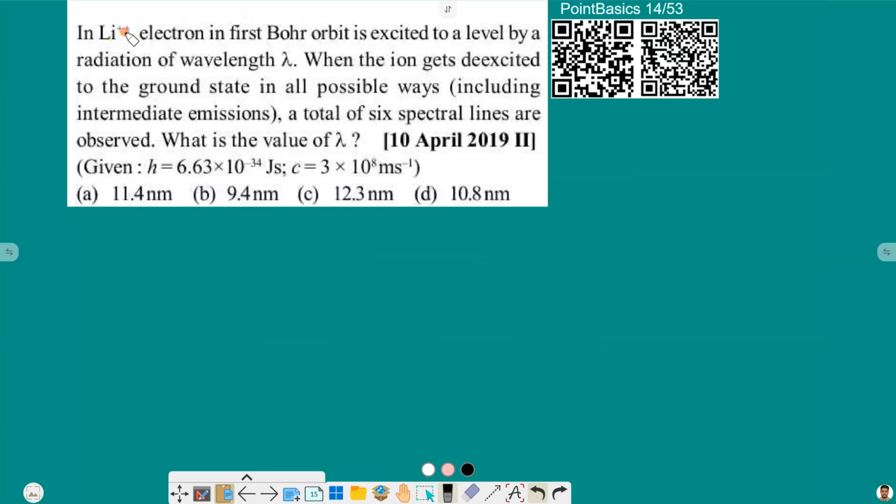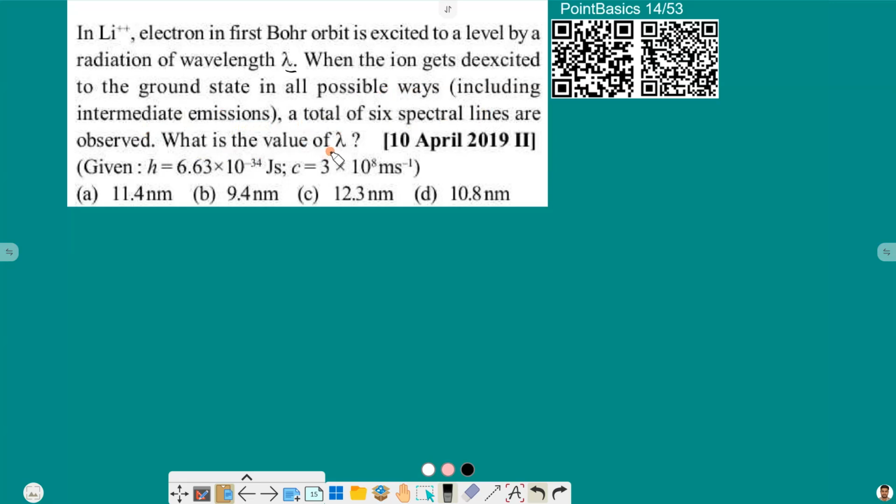In a lithium positive ion, an electron in the first Bohr orbit is excited by radiation of wavelength lambda. When the ion gets de-excited to the ground state in all possible ways, including intermediate emissions, a total of 6 spectral lines are observed. What is the value of lambda?